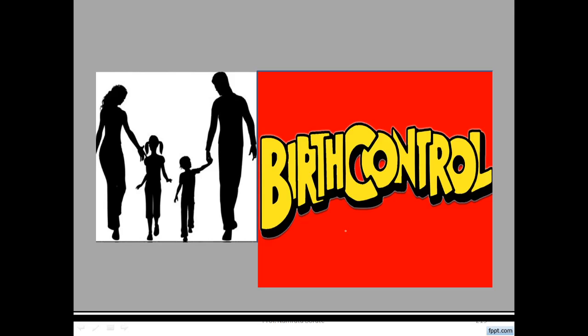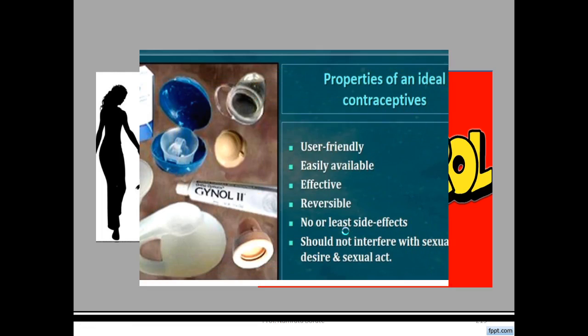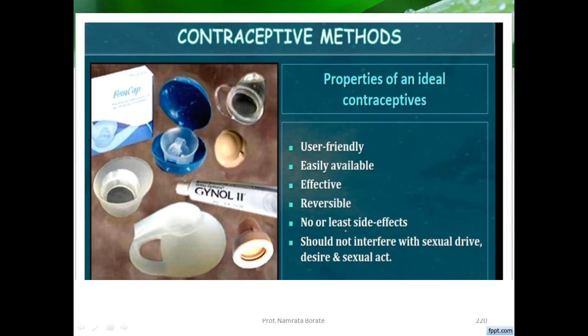Hello dear friends, today we are going to continue the next part of the second topic, that's birth control. So what is birth control? Birth control measures that deliberately prevent fertilization and avoid unwanted pregnancy are referred to as contraceptives.